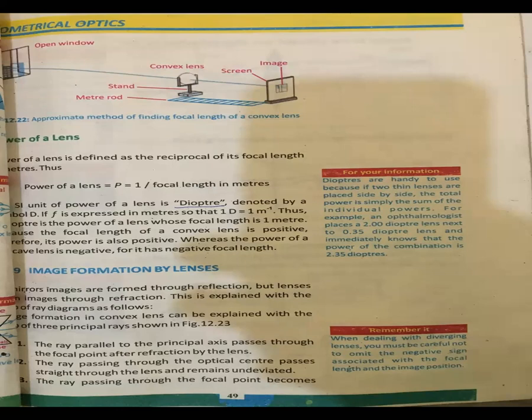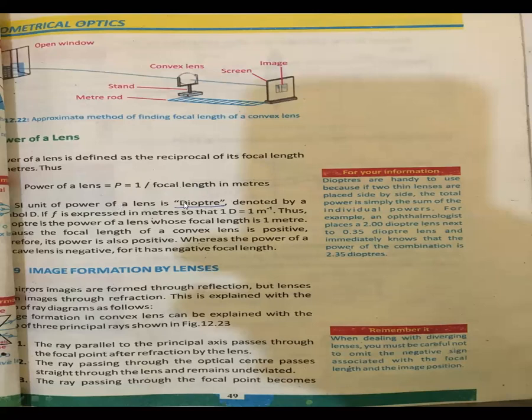Power of a lens is defined as the reciprocal of its focal length. Focal length should be in meters. This is the formula of power of a lens. Power of lens is denoted with capital P. P equals 1 over F. We are saying this is a reciprocal because F is in the denominator, 1 divided by F. That's why it is called the reciprocal of focal length in meters. So P equals 1 over F.